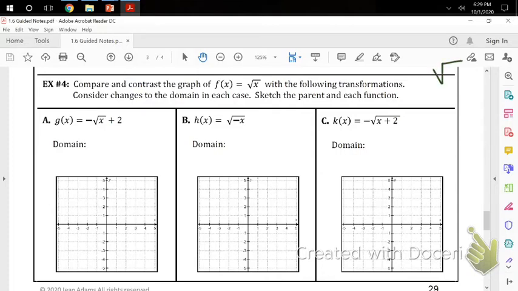All right, so my parent function, I'm going to write it up here as a square root of x, which remember we use 0, 1, 4, and 9. And so I'm going to go ahead and just put that on all 3 of these. And I can't fit the last one on there, that's okay.